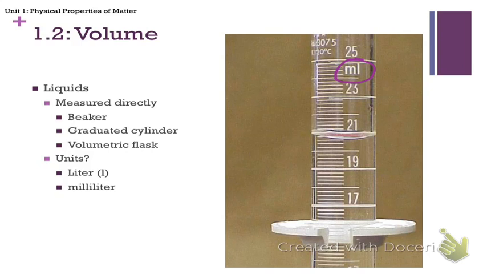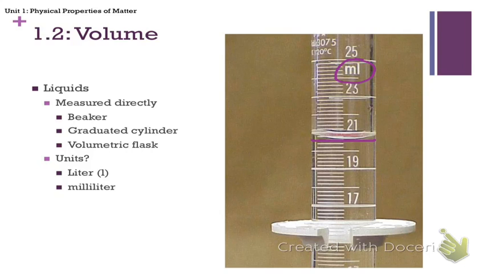We always want to read from the bottom of what's called the meniscus. So every time we put a liquid inside of a graduated cylinder, especially water, it's going to make this little bowed water level. You don't want to read the top, you want to read from the bottom of that meniscus. And then that volume reading is going to give you milliliters.